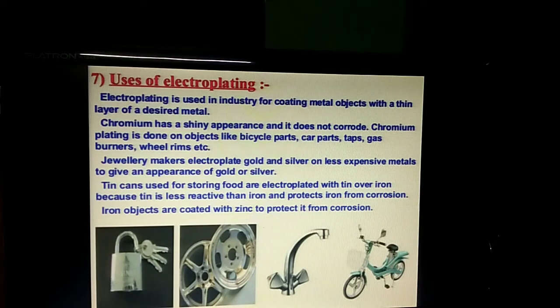Copper plating is done on utensils. Silver plated cutlery is also used. So, these are all the benefits of electroplating. It prevents corrosion, protects the food material, and makes objects look gorgeous and economical, and they will not be spoiled.